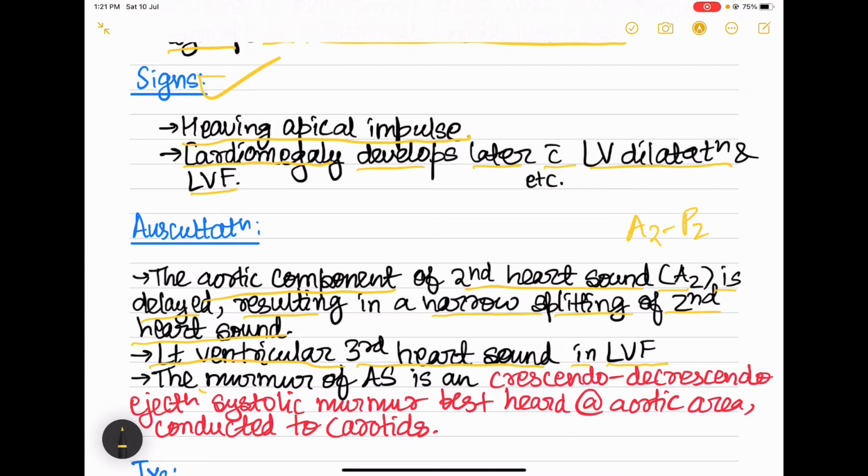Now coming to the characteristic murmur of aortic stenosis. It is a crescendo decrescendo ejection systolic murmur which is best heard at the aortic area and is conducted to carotids. So crescendo decrescendo means initially there is an increase in intensity of the murmur, and then later on there is a decreased intensity of the murmur, that is decrescendo.